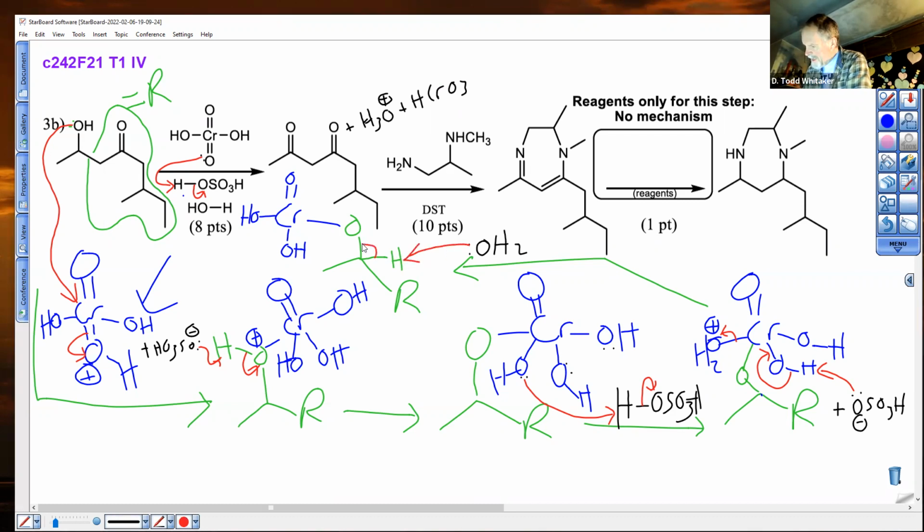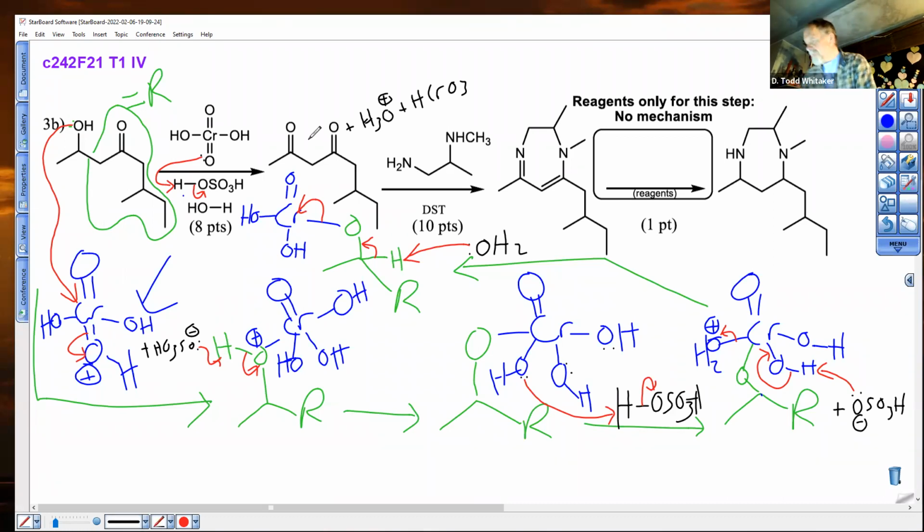Sigma becomes pi. This is another elimination. This one's an elimination that reduces chromium. A little different. Okay, so that's a nice mechanism. We've seen it 3 times already just this semester, chromic acid oxidation. It is guaranteed to be on your test.